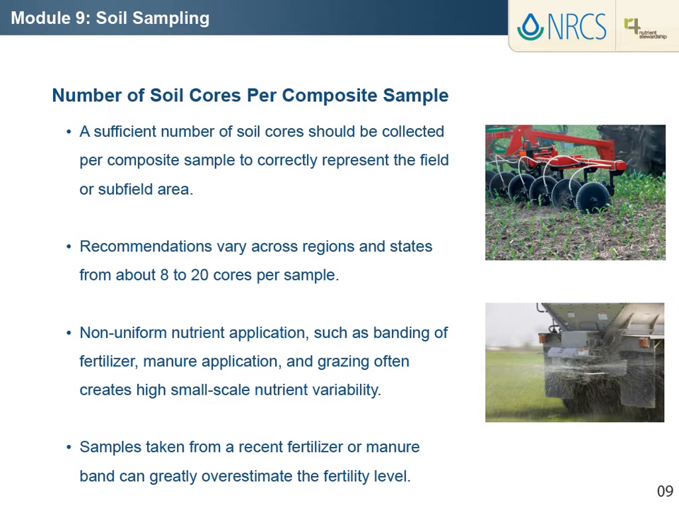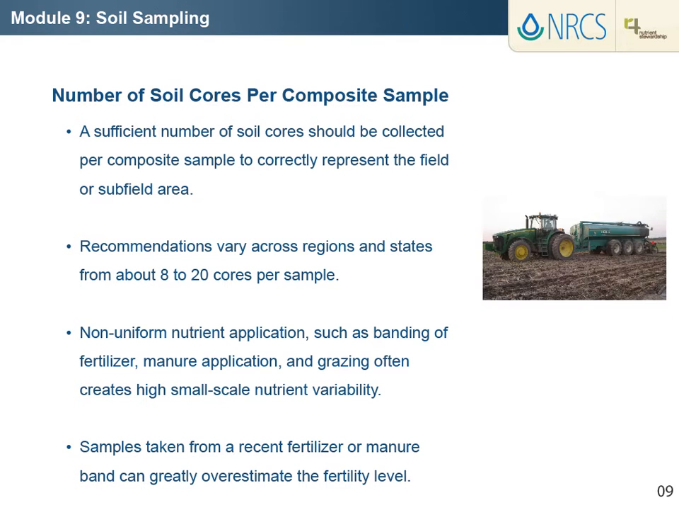Grazing and non-uniform nutrient application, such as banding of fertilizer or manure, often creates high small-scale nutrient variability. Samples taken from a recent fertilizer or manure band can greatly overestimate the overall fertility level of a field or field area. Broadcast fertilizer or manure application can also create high small-scale nutrient variability with improper equipment use and careless spreading. Small-scale variability can be very high, especially in no-till fields.